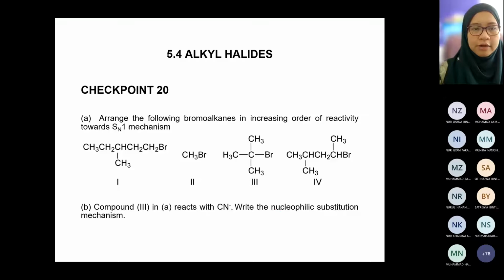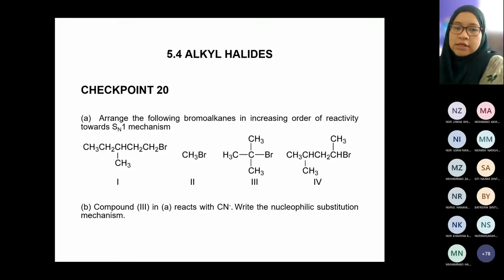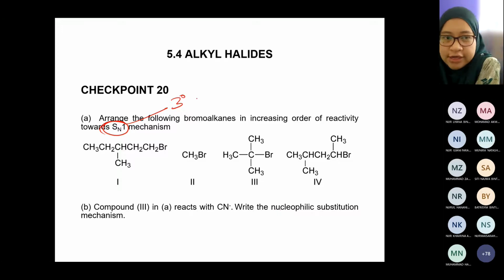So, try do checkpoint 20. Arrange the following bromoalkanes in increasing order of reactivity towards SN1 mechanism. It says towards SN1 mechanism. So we know that SN1 prefers tertiary, right? You just learned it, don't get confused. It prefers tertiary, meaning tertiary will have formation of carbocation.